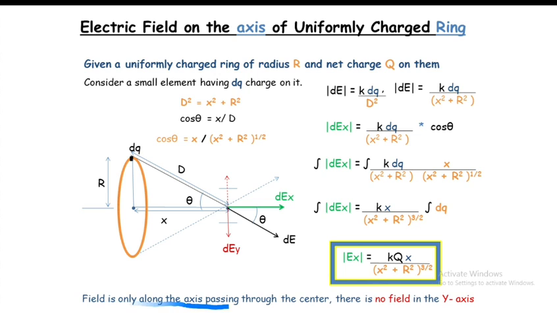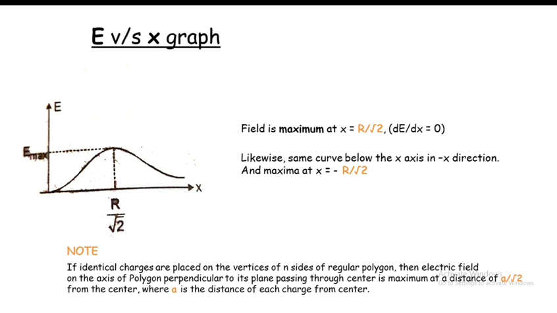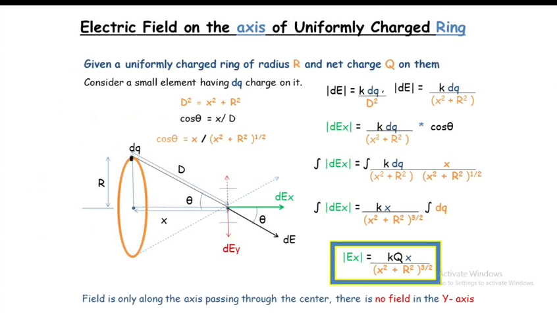Field is only along the axis passing through the center. There is no field in the y-axis. One more thing is here. Suppose when x tends to 0 or x is equal to 0, we are here and we know the electric field at the center of the circle or ring will be equal to 0. We have seen this thing in our previous lecture when we have studied related questions of arc.